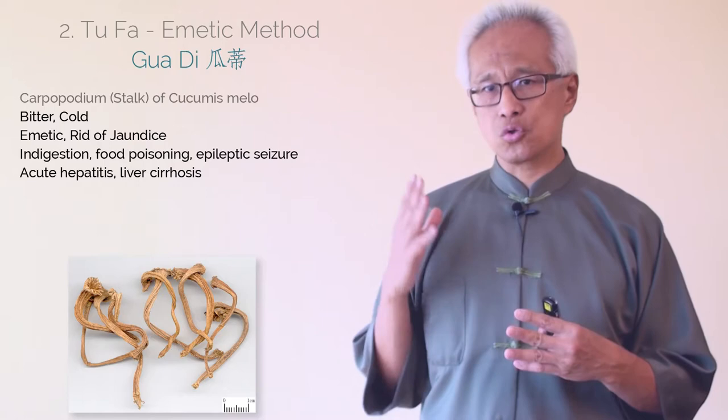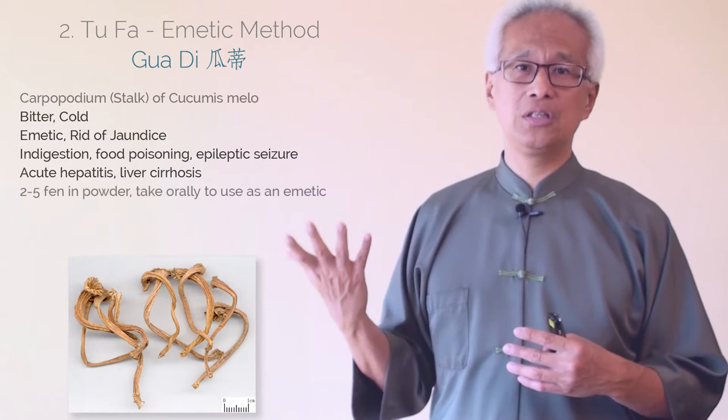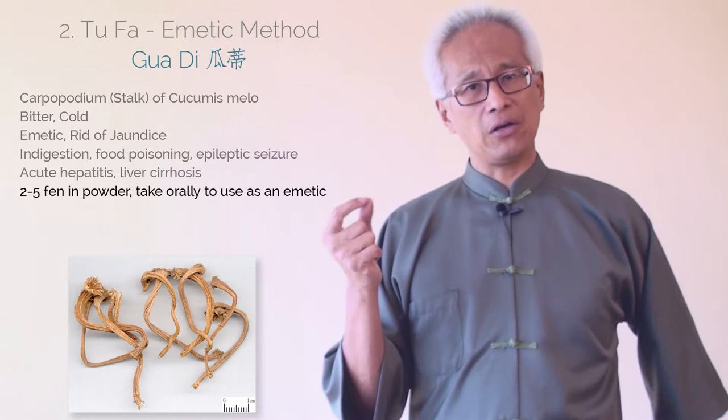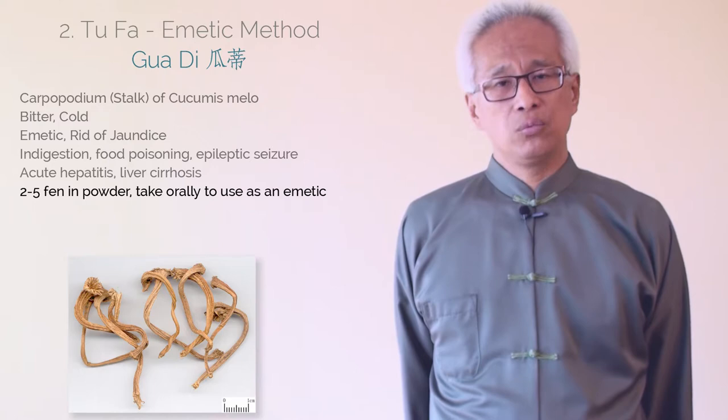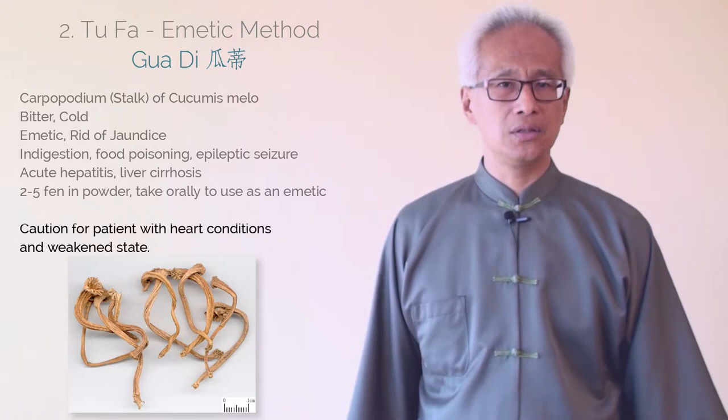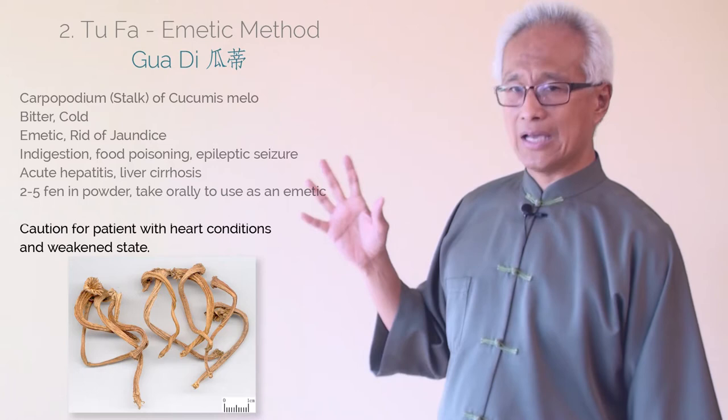And frequently, we don't need to use that much. 2 to 3 fen of powder, that's all you need, taken orally to use as an emetic. And we try not to use it in patients who have heart conditions, or who have been very weakened. So you can see on the slide, that's a picture of gua di.